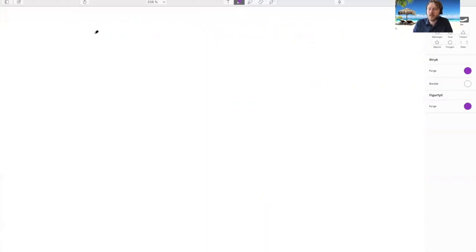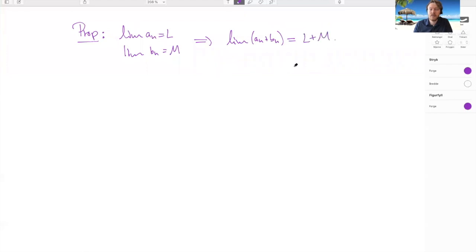We're now going to take a quick look at the proof for the addition rule of limits of sequences. So this rule says the following. If the limit of a_n as n tends to infinity is equal to L, and the limit of b_n as n tends to infinity is equal to m, then the limit of the sum of a_n and b_n as n tends to infinity is equal to L plus m.